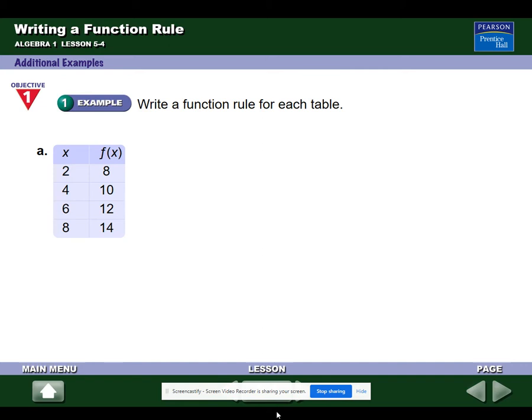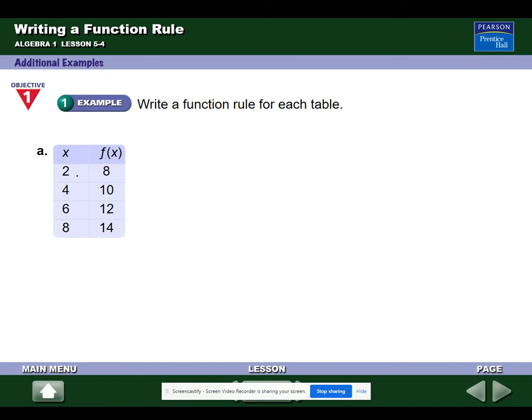You want to ask yourself, how do you get from x to y? How do you get from 2 to 8? How do you get from 4 to 10, 6 to 12, 8 to 14? One way to get from 2 to 8 would be to multiply by 4, right? But to get from 4 to 10, if you multiply by 4, you're going to get 16, not 10. So it wouldn't be that.